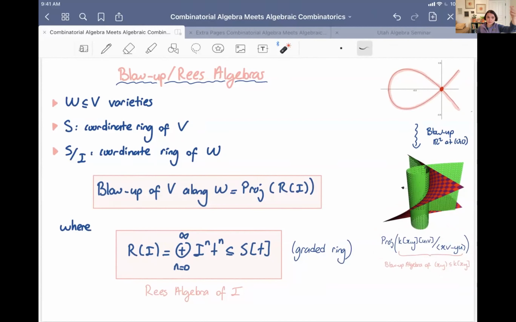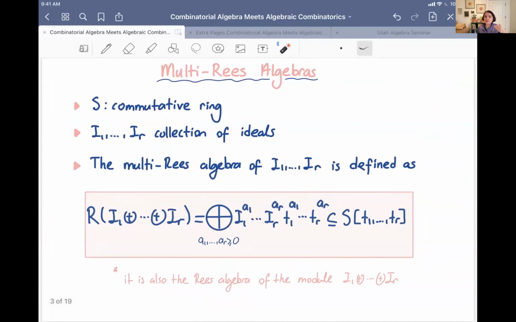So Rees algebras appear when you blow up a variety along a subvariety, but this process could be done successively, and you could blow up your variety along several subvarieties. In that case, the algebraic object whose Proj we take is the multi-Rees algebra. Let's say we have a commutative ring S and a collection of ideals, and we blow up along the varieties corresponding to these ideals. The multi-Rees algebra is defined in the same way that we define the Rees algebra. For this collection of ideals, we take the direct sum of the powers of this collection of ideals. And this time we have r ideals.